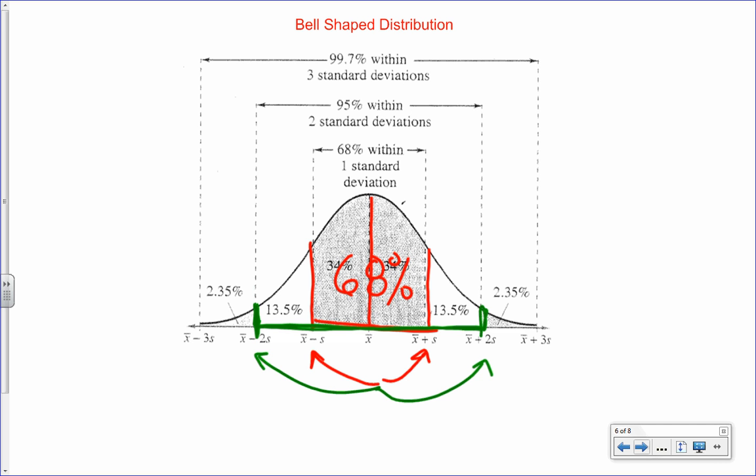Well, we already had 68% in the red. We're adding how much here? 27? 95% you're thinking? Yeah, oh, look at that, 95%. Boom, within 2 standard deviations.